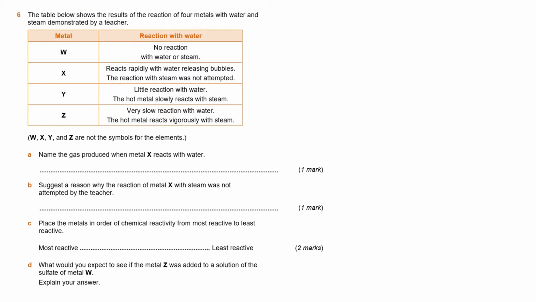Name the gas produced when metal X reacts with water. Suggest the reason why the reaction of metal X with steam was not attempted by the teacher. C. Place the metals in order of chemical reactivity from most reactive to least reactive.